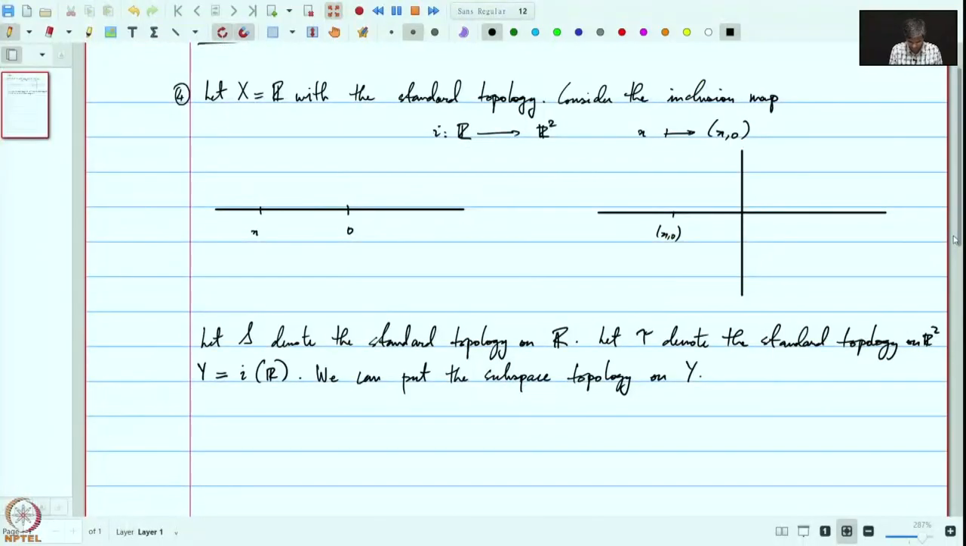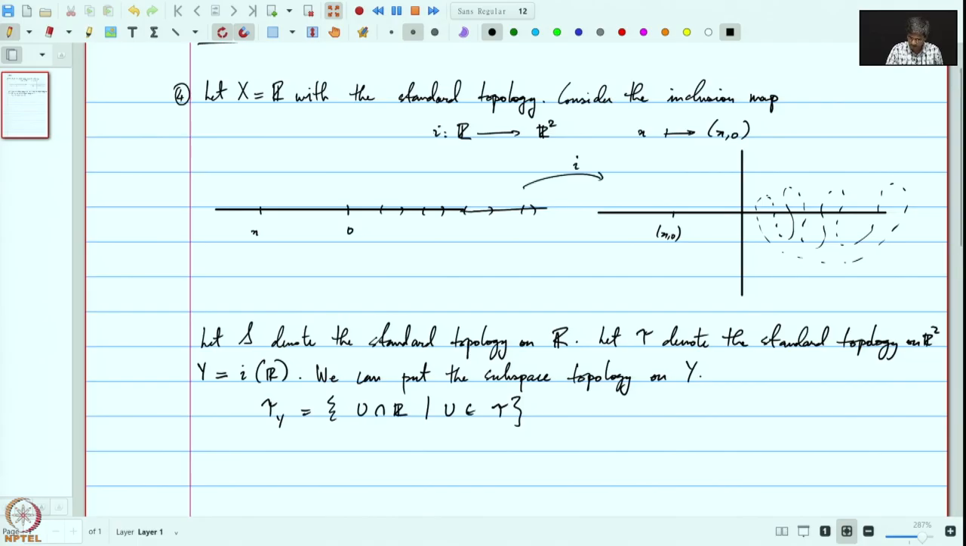So what this means is, tau sub Y is equal to U intersection R, where U is an open subset in tau. So here we can take any open subset, and we can intersect it with the x-axis. So which means over here we will get the union of these intervals. And this map is I, so this U intersection R, we can also view it as I inverse of U.